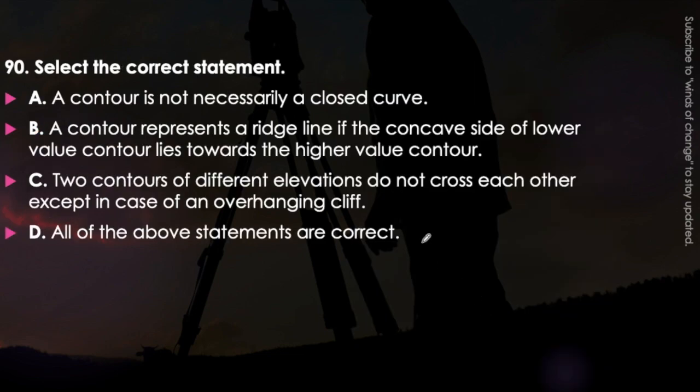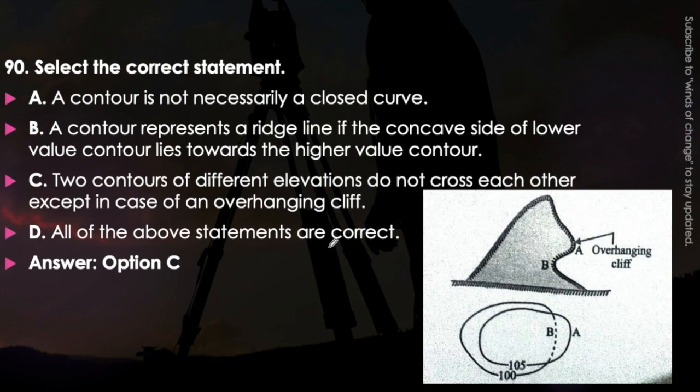Next question, and the last question of this video. Select the correct statement. A contour is not necessarily a closed curve. A contour represents a ridge line if the concave side of the lower values contour lies towards the higher value contour. Two contours of different elevation do not cross each other except in case of the overhanging cliff, or all of the above statements are correct. Just think about it. The answer will be option C, that is two contours of different elevation do not cross each other except in case of the overhanging cliff.